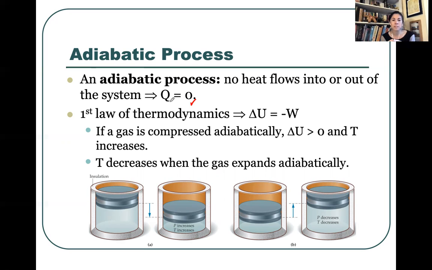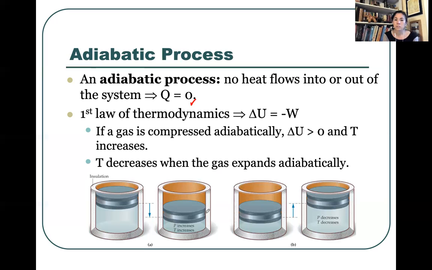So in that case, it means that all of the change in internal energy of our system is going to come from the work done on or by the system. Here you have an example where you can see that we put insulation around our system. In this case, we're doing work, so we are pushing down, and so work is being done on our system, and the gas is being compressed, which leads to an increase in pressure and an increase in temperature.